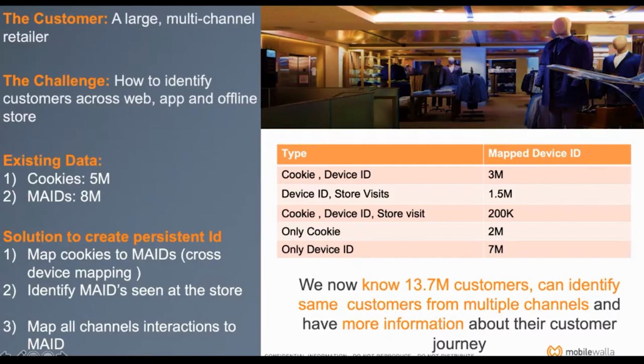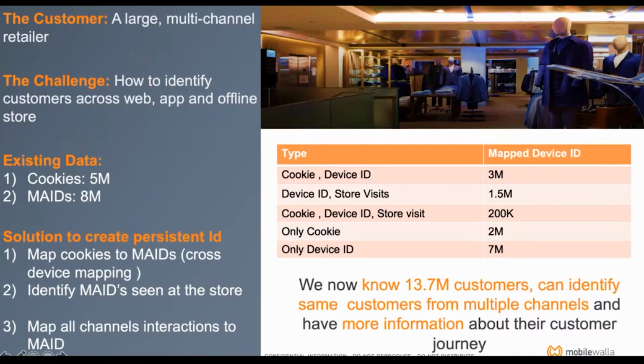Now, I'll talk to some of the numbers that I'm showing, but essentially this is what we did. You have these cookies, you have MAIDs. The first step was to map these cookies to MAIDs, and as I said, you can do it through cross-device mapping. You could just use your own data to do this mapping, and that's absolutely fine. But if you want to build scale, you can use a third party like us to do the mapping, because it's very, very hard to see that the mapping works just within your environment.